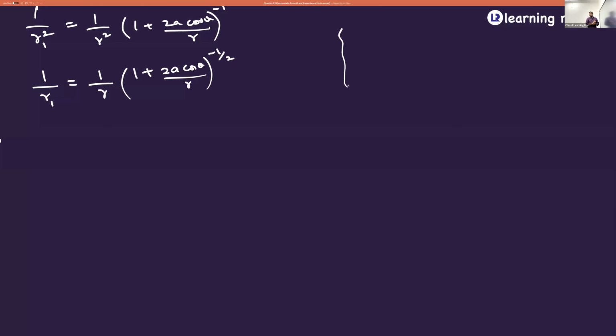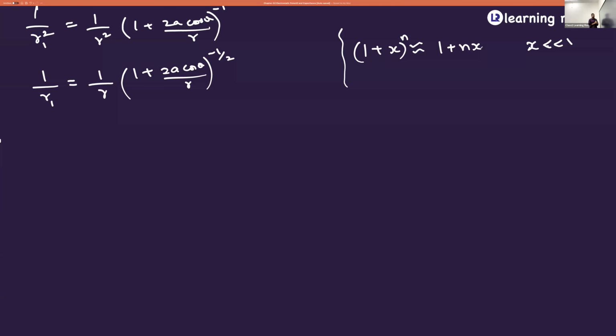According to the binomial theorem, if you have any value like 1 plus x the whole power n, where the value of x is very much less than 1, then this can be approximated to 1 plus n into x, meaning 1 is left as it is, plus is left as it is, and this x is multiplied with the power. So it will become 1 plus nx.